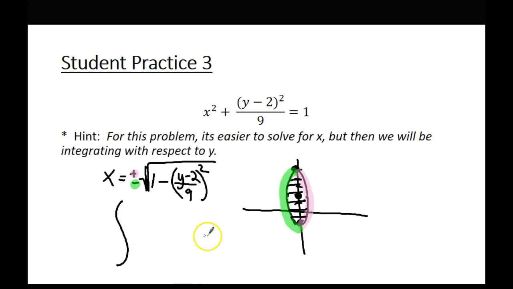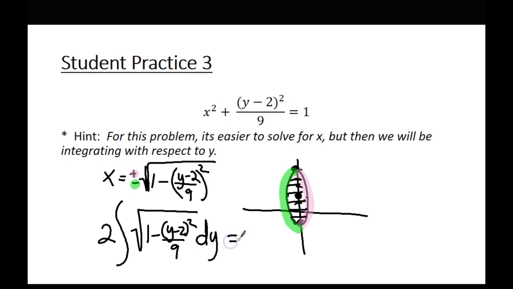Now, I'm just going to use the shortcut that we saw in the last one. You really only need to put the radical one time and put a 2 in the front, because both halves are symmetrical there, so they're exactly the same. And you get that, and then you punch in your answer there to the calculator, and you end up getting something like 9.425.